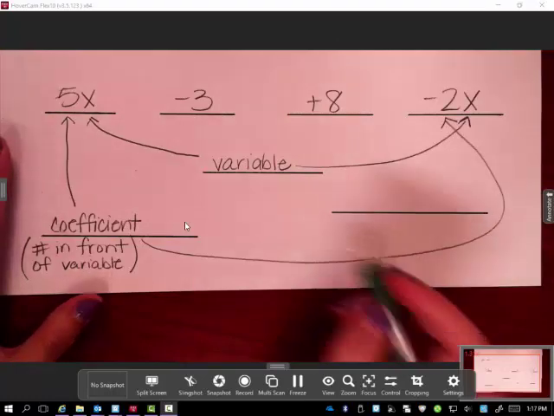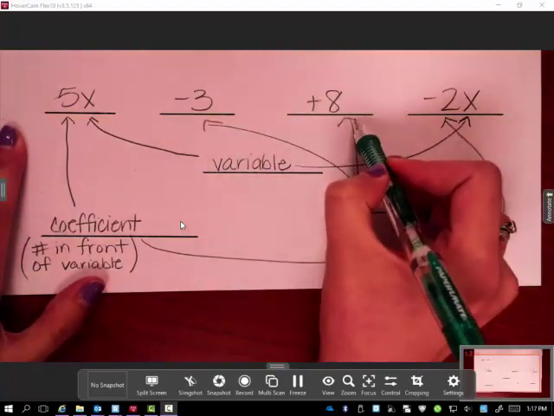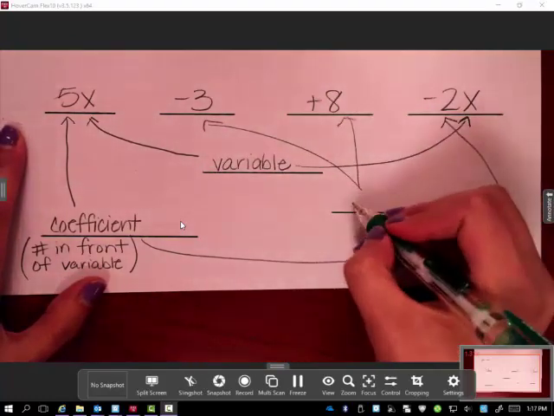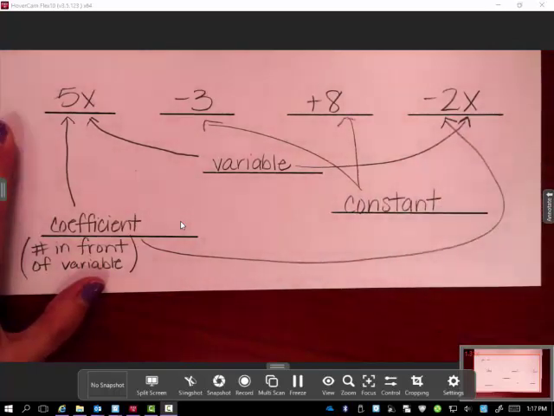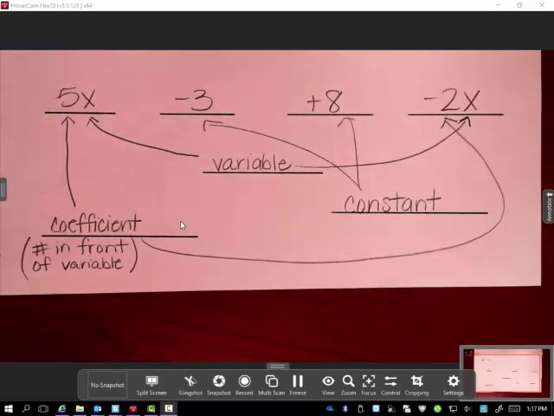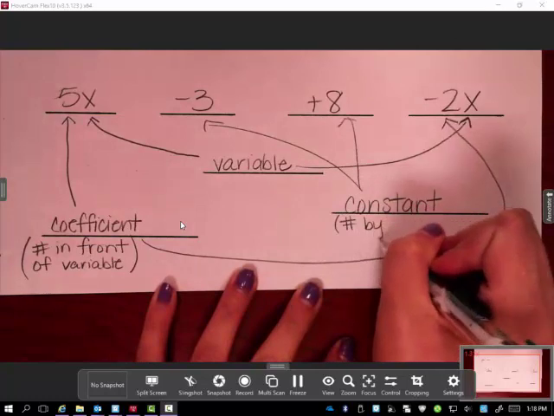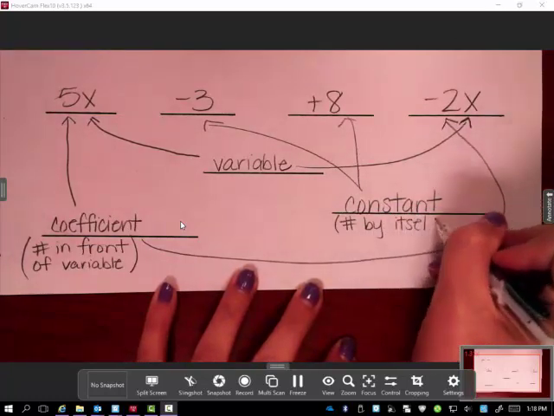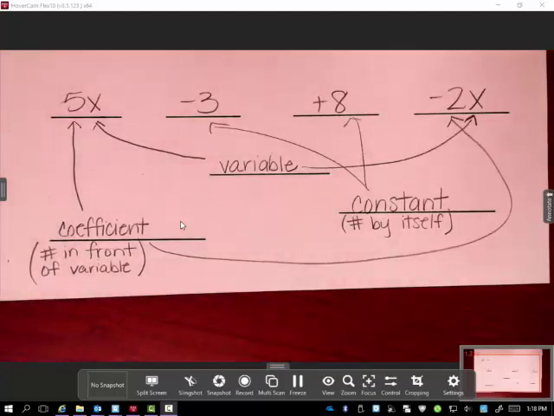Okay, and then these last 2 are called what? Constant. Good. How do we know that those are constants? They never change. They don't have variables attached. They never change. In parentheses, we're going to write number by itself, meaning there's no variable with it. All right.